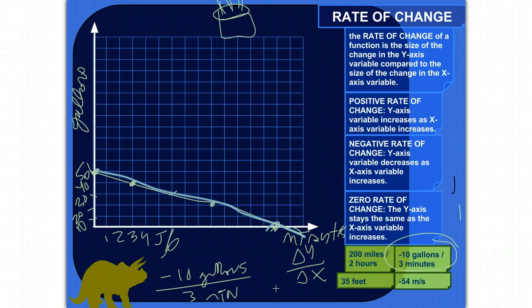Then you could do this one, which is similar to that: negative 54 meters per second. You're comparing meters with seconds, so you would put meters on the y, seconds on the x, and see if you can do that one.